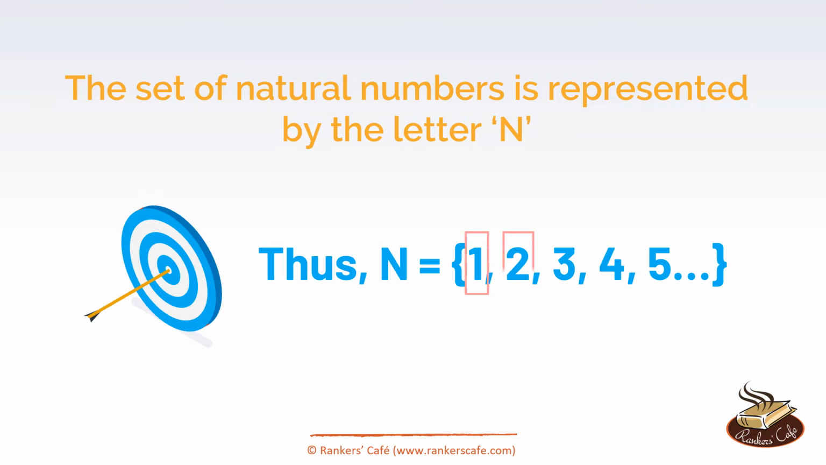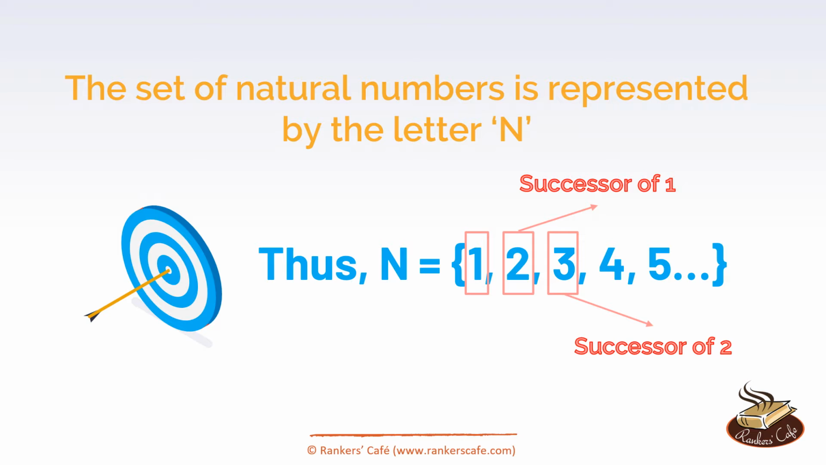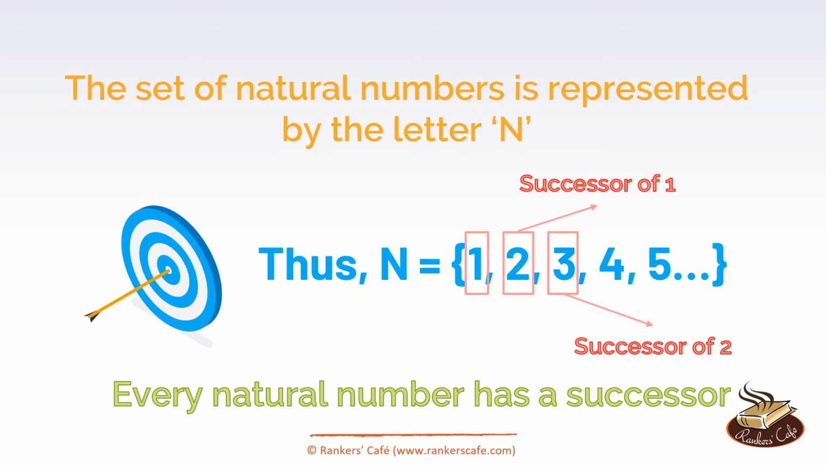After 1 we have 2. After 2 we have 3. Thus natural numbers increase in steps of 1. If we are given any natural number, we simply add 1 to it and we get the next natural number, which is called its successor. Thus 2 is the successor of 1, 3 is the successor of 2, and so on. Every natural number has a successor, which is obtained by simply adding 1 to the natural number.